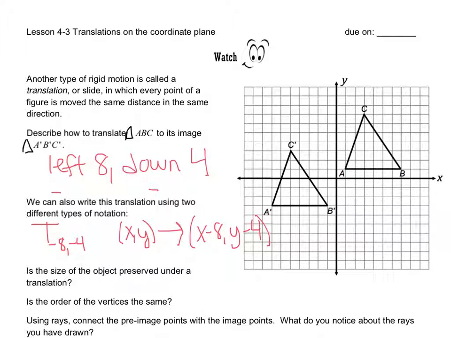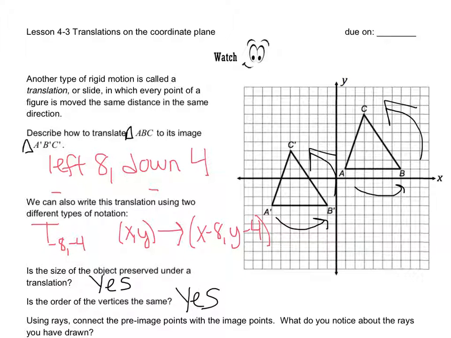Is the size of the object preserved under your translation? If you look at this original triangle and you look at the image, you do see that the size is preserved because all you're doing is taking it and sliding it over. So yes, size is preserved. The order of the vertices is the same, meaning here we went from A to B to C in a counterclockwise direction. We still do that here, A prime, B prime, and C prime in a counterclockwise direction. So yes, the order of our vertices is preserved.